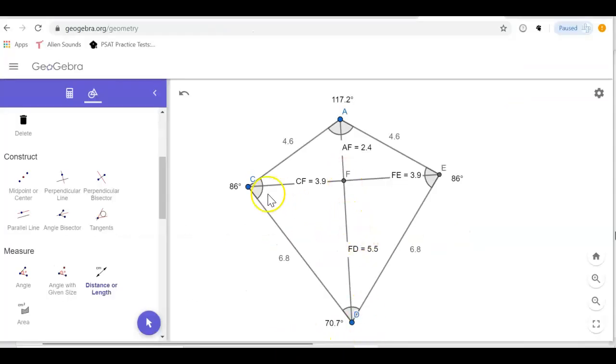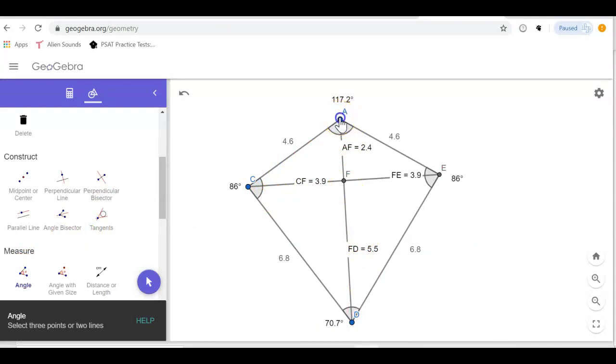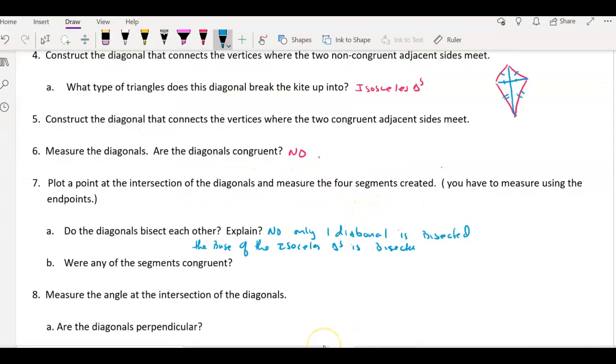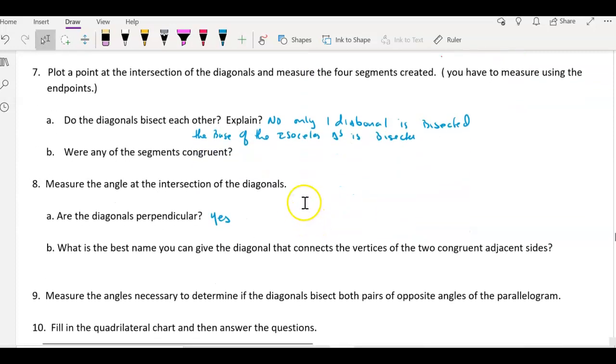Now, when I look at the intersection of this, right, and I measure that angle there, that ends up being 90 degrees, telling me from here that the diagonals are perpendicular. So right away here, you'll always get a right angle in the middle. Okay. So what is the best name you can give the diagonal that connects the vertices of the two congruent adjacent sides? When I look at that, it is basically the perpendicular bisector. All right.